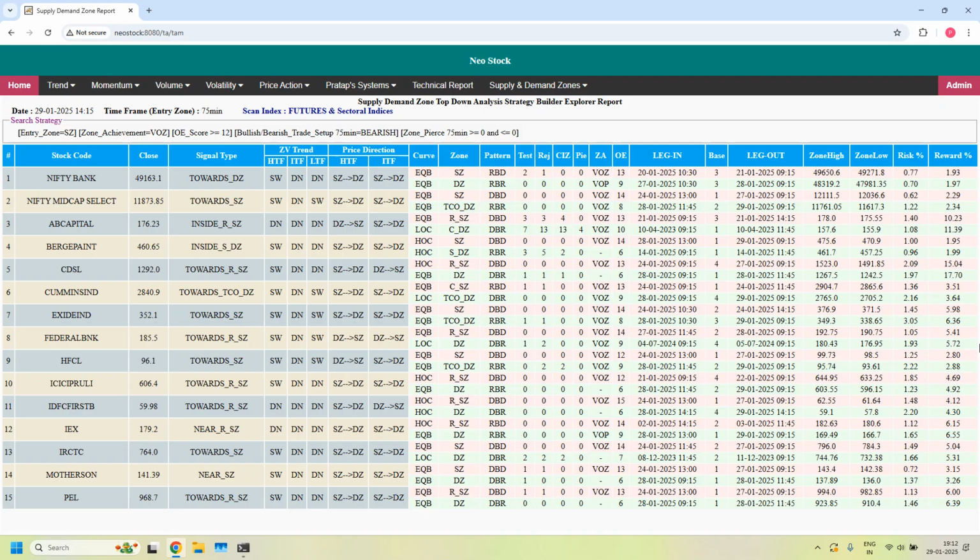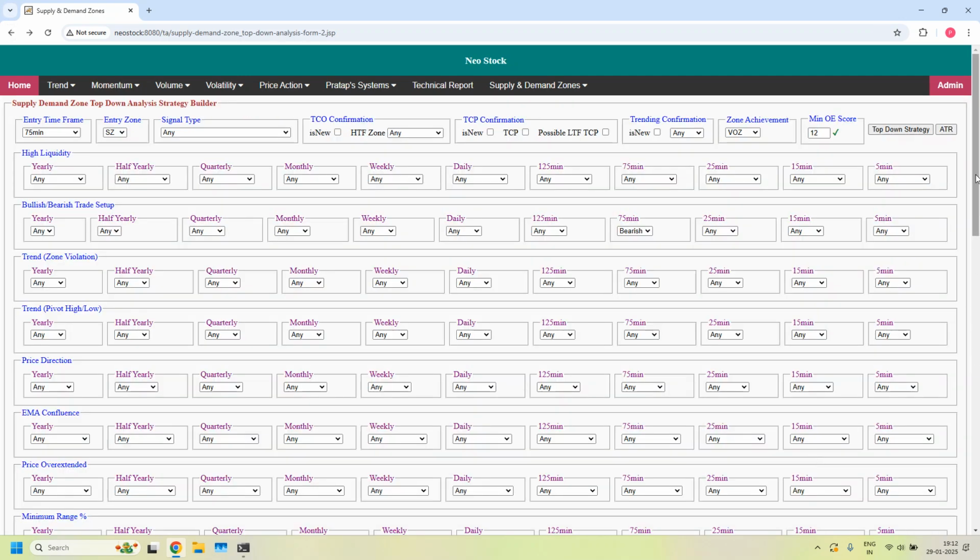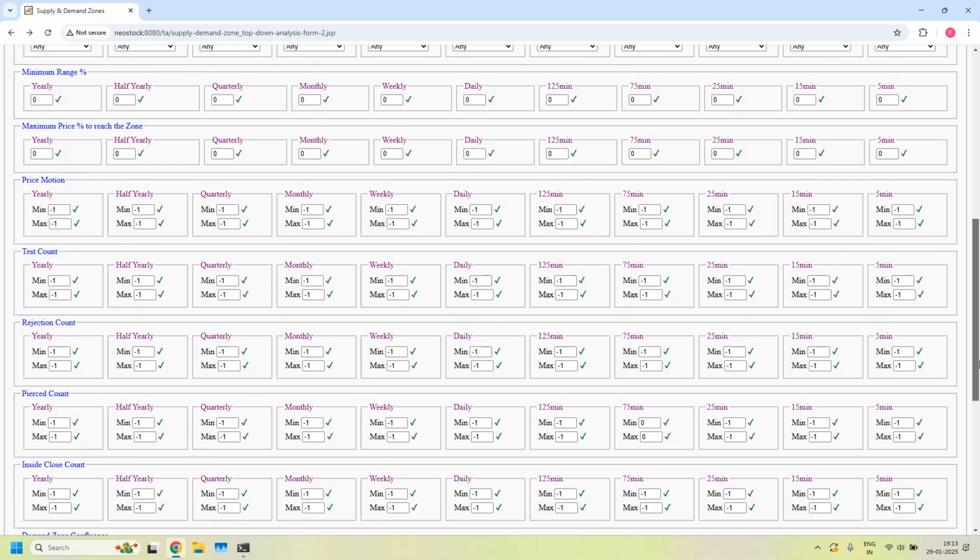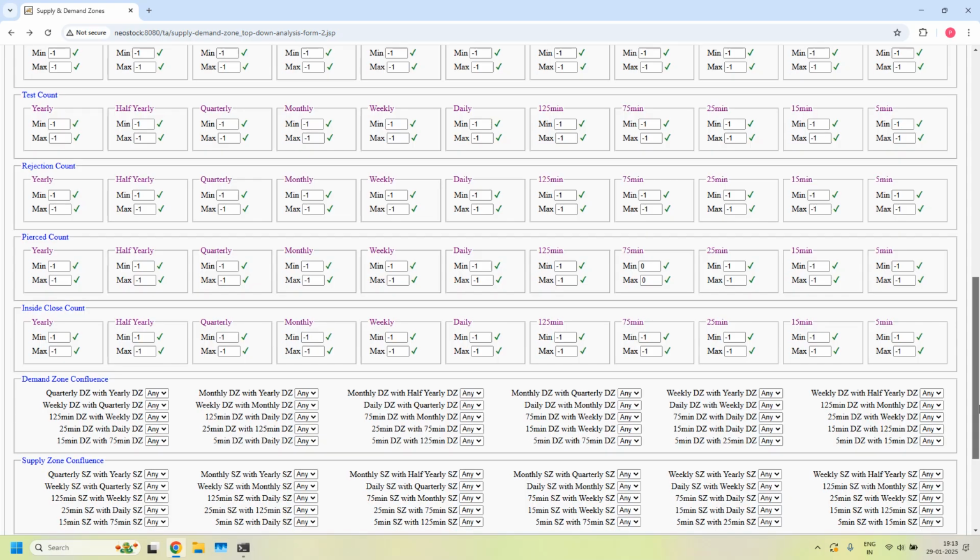Out of these 75 minute supply zones, how many are having a zone confluence? Let us further filter, because some are already high priority supply zones because they are having high liquidity zones. Apart from that, we are also setting additional parameter to get high probability zones based on the zone confluence. Zone confluence, two filters we have to set. First filter is LTF and ITF supply zone confluence, that is 75 minutes and daily supply zone confluence. So I am enabling that filter, 75 minute supply zone with daily supply zone confluence.